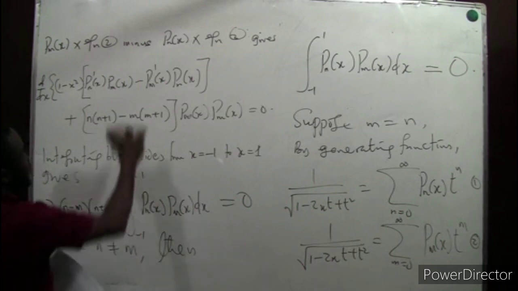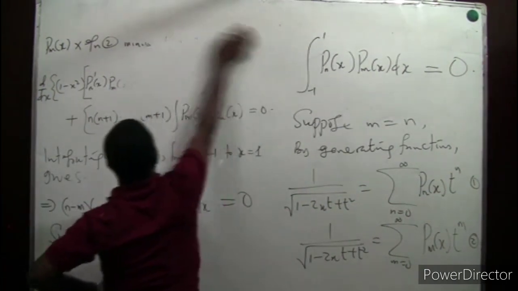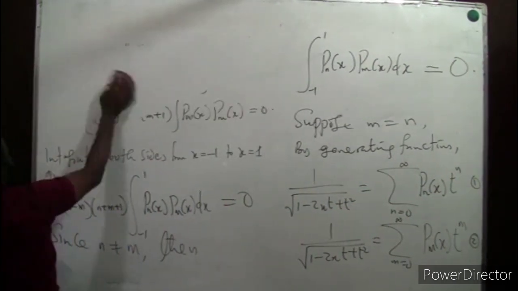Since m and n are the same, let us multiply the two equations and see what the result will look like.